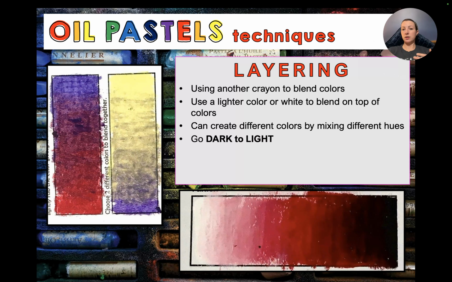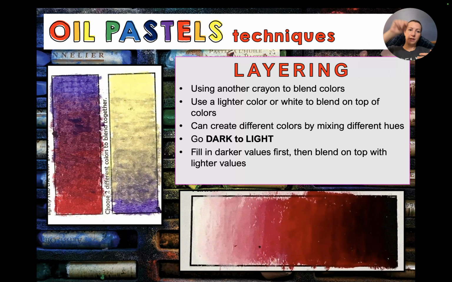Usually you want to go dark to light. So you're going to fill in the darker values first, then blend on top with the lighter values. So you can see that value scale down there. I started with the dark and then added the light on top. The reason is you want to keep your dark values intense and you don't want to fade them out too much. But this also comes with practice.